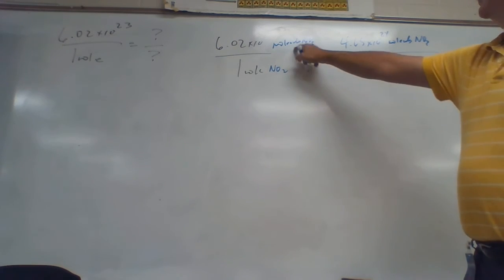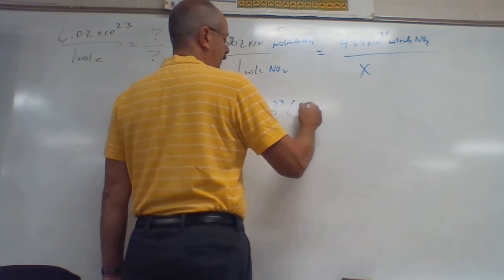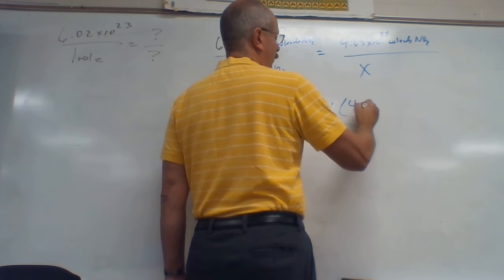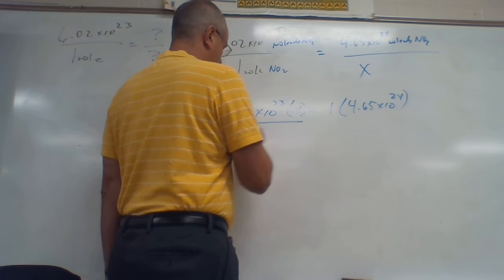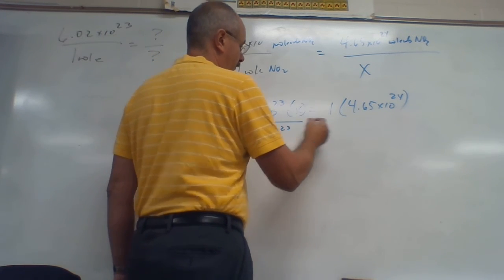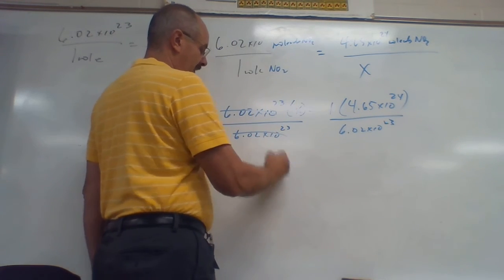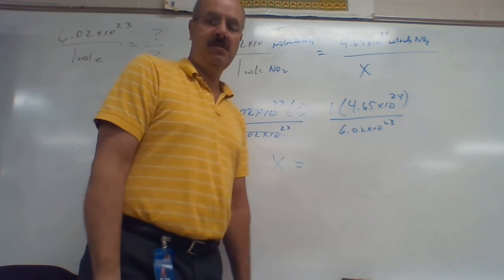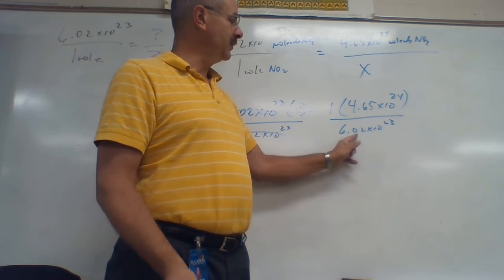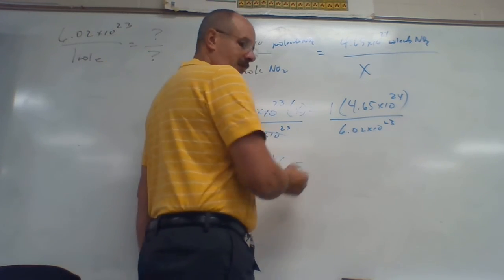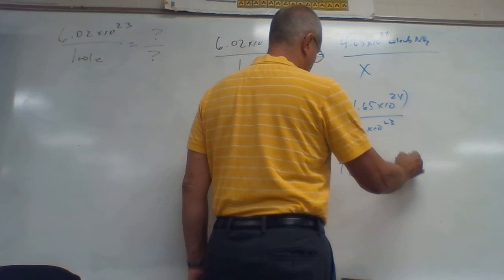So now we're going to cross multiply. We have 6.02 times 10 to the 23rd times X equals, the other way, 1 times 4.65 times 10 to the 24th. So from there we got to get X by itself. So we're going to divide both sides by this. That lets me get rid of this and I get X all by itself. If you type this into your computer again, 4.65 exp 24 divided by 6.02 exp 23, press enter, X will end up equaling 7.72 moles of NO2.